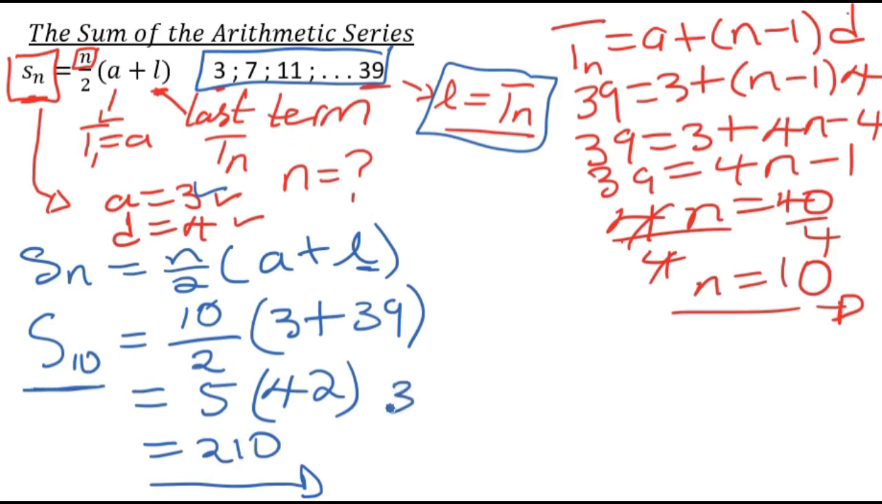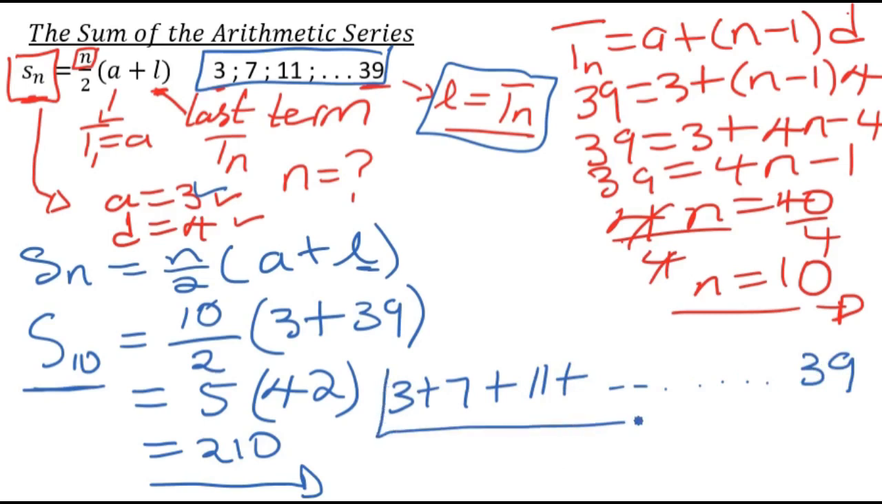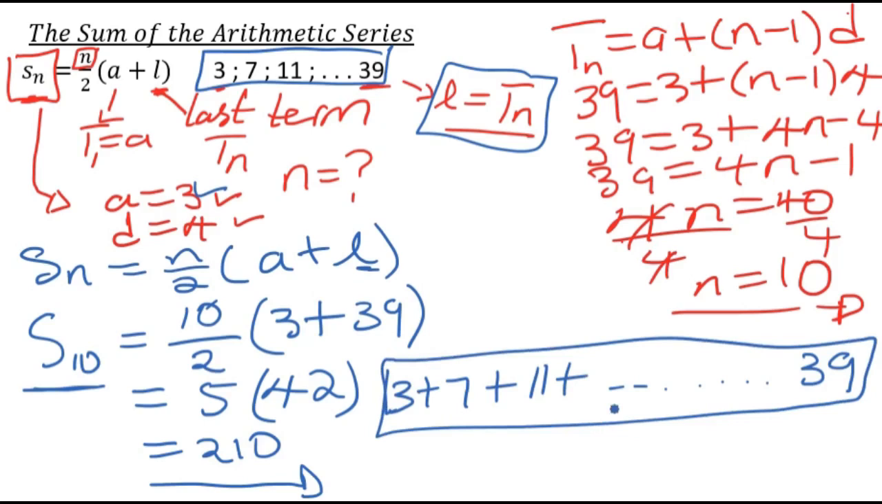The first one was 3 plus 7 plus 11 plus the ones that come there until we get to the last term, which is what? 39. So how many of them do we have? We have got 10 of them. We are adding them. So when we add them, they give us what? 210. So that is the sum of the arithmetic series.